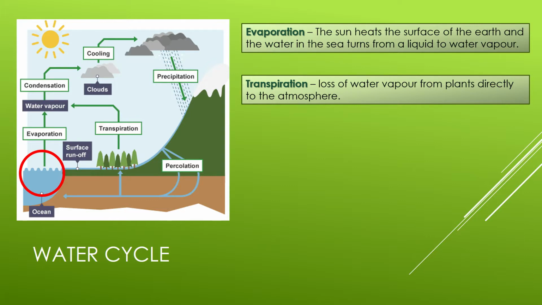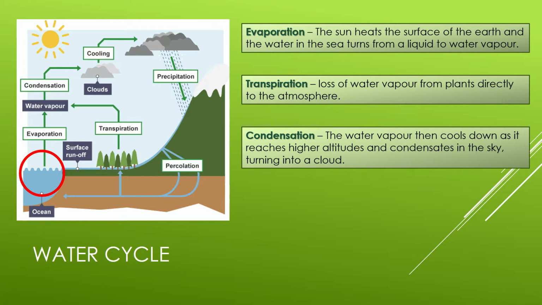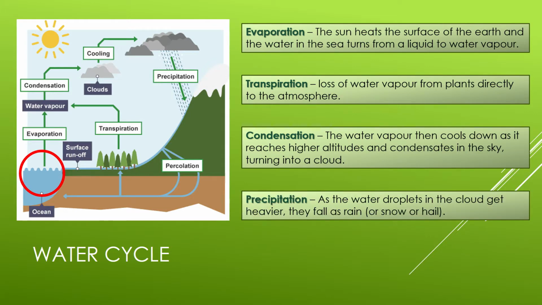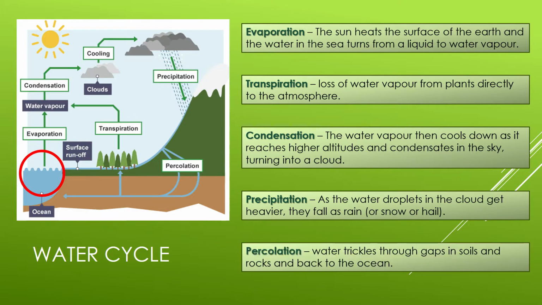This water vapour will then condense as it reaches higher altitudes, turning into a cloud. As the clouds become heavier, they will begin to precipitate, which is essentially rain or it can be snow or hail depending on the temperatures. As the rain falls down, percolation can occur, and this is when the water trickles through the gaps in the soils and rocks and back to the ocean, instead of just going across the mountain and experiencing surface runoff before it falls back in.